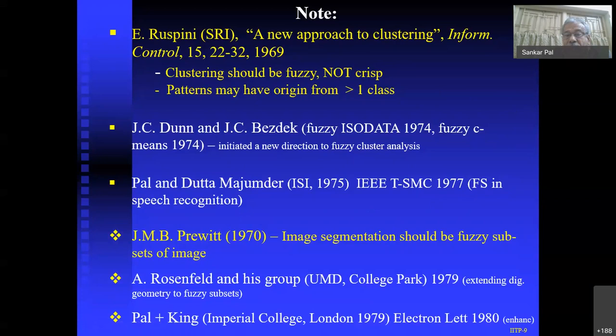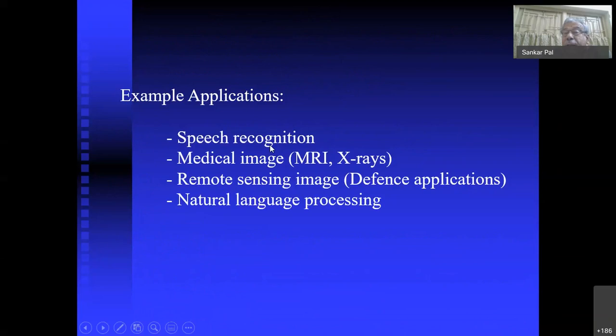And myself and my second PhD advisor, Robert King from Imperial College, we had a paper in Electronics Letters, that very prestigious journal that time, on image enhancement. So the subject was growing. So we had several application examples, like speech recognition, because speech is a pattern of biological origin and it manifests several kinds of fuzziness. The same word when you utter in the morning or in the evening, it changes. Same word when you utter in a good mood or bad mood, the frequency changes. So it has nothing to do with probability.